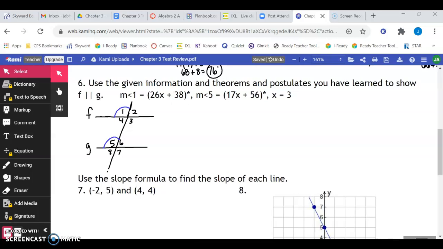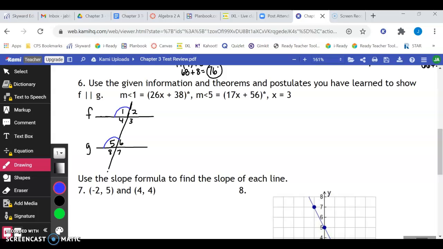So we are going to have 26 times 3 plus 38. And we're also going to have 17 times 3 plus 56. So 26 times 3 is 78. And then we need to add 38 to that. We get 116. Over here, we need to do 17 times 3, which is 51, and we need to add 56 to that.